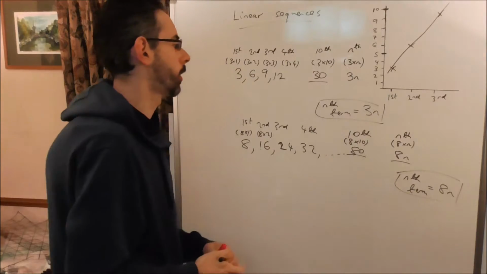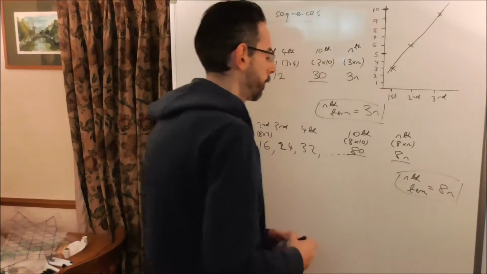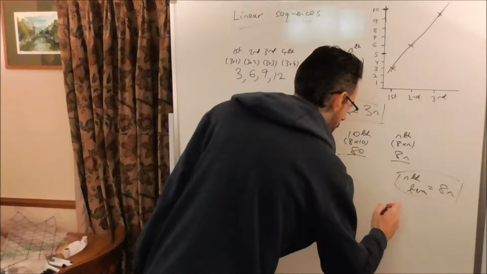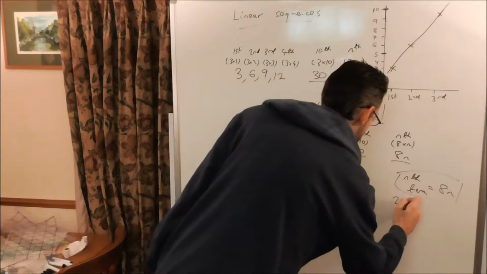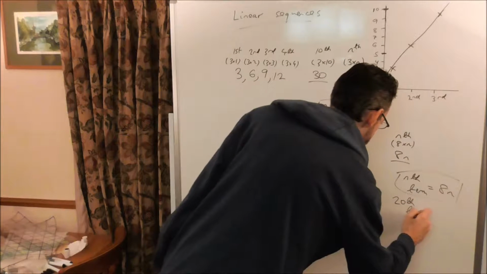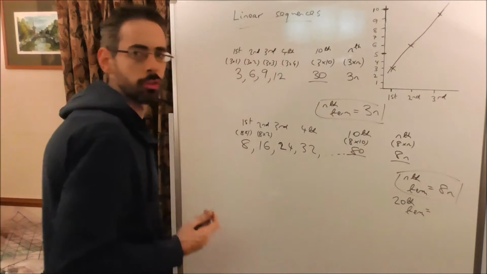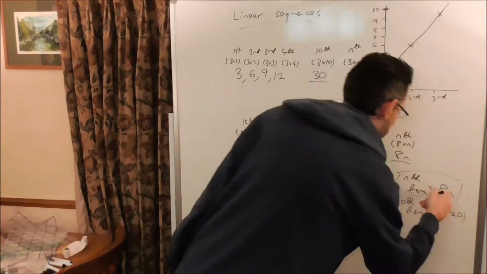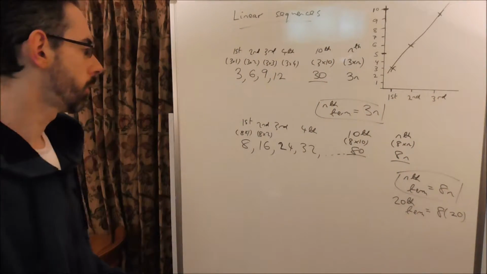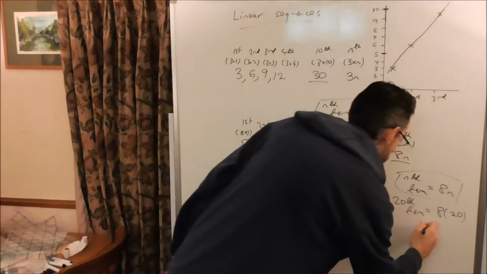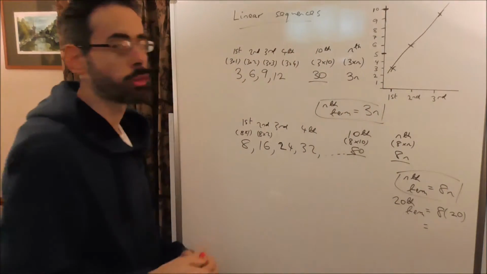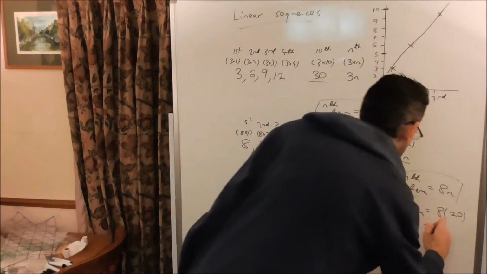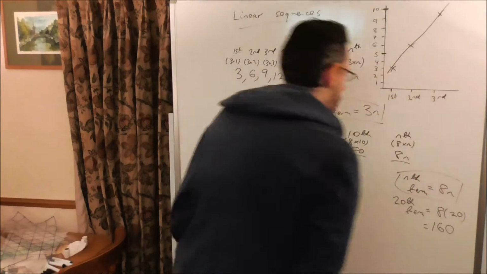Again, that just means that to find a term, you just do 8 times its position. So for example, if we wanted the 20th term, let's say, you just do 8 times 20. n is the position of the term, the position number. So 8 times 20. So what's that? Well, 8 times 2 is 16. So 8 times 20 is 160. So the 20th term would be 160.